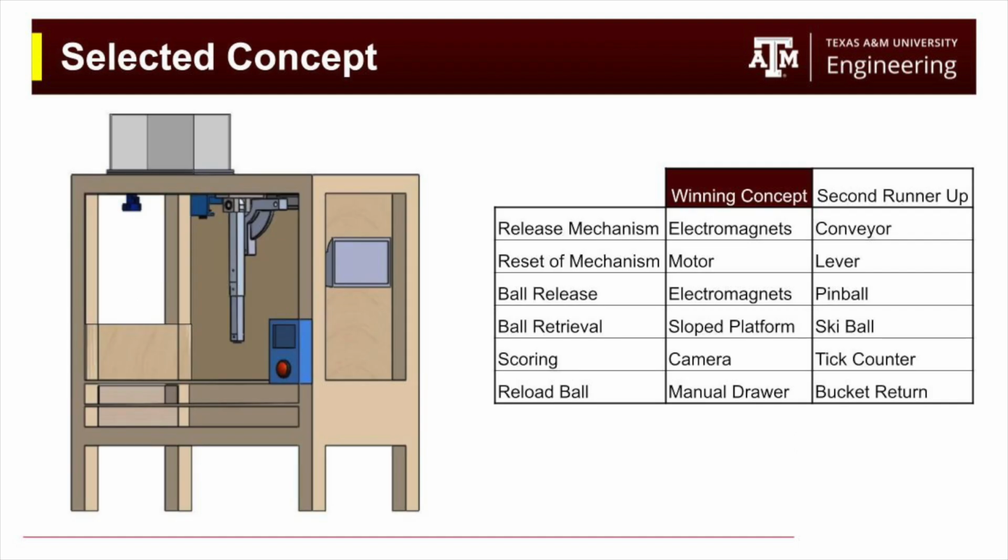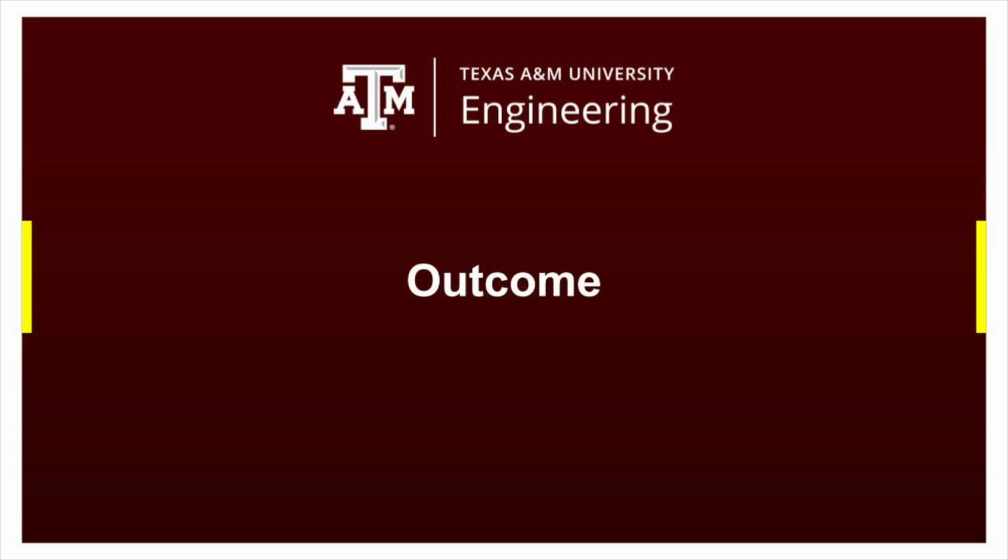For the release of the mechanism, we went with electromagnets. For resetting the mechanism, we went with the motor. For ball release, we also went with an electromagnet. For ball retrieval, we did a sloped platform. For scoring, we used a camera. And then for reloading the ball, we created access to a manual drawer where all the balls would be collected.